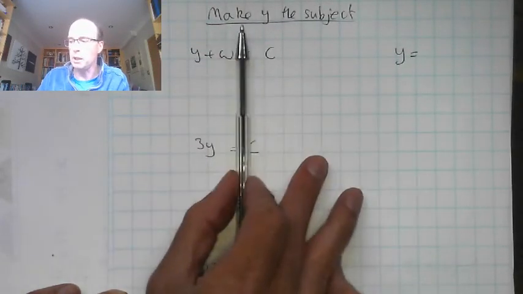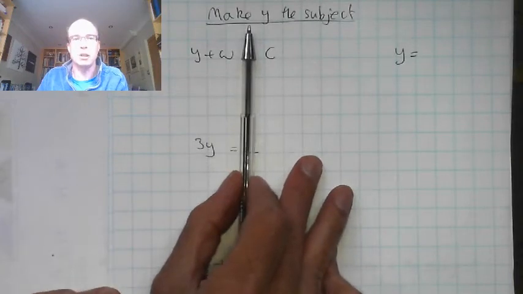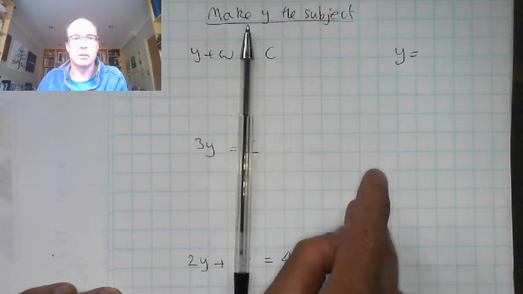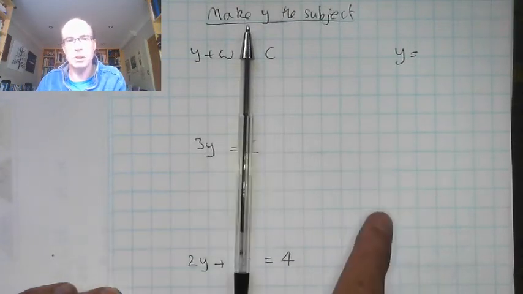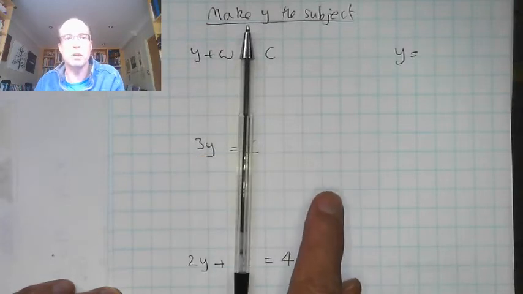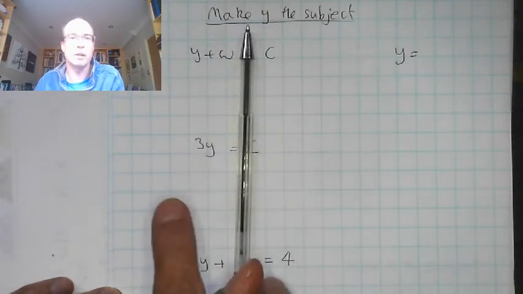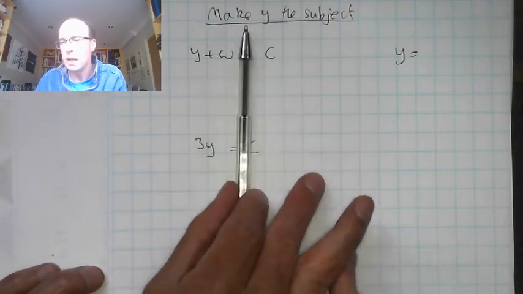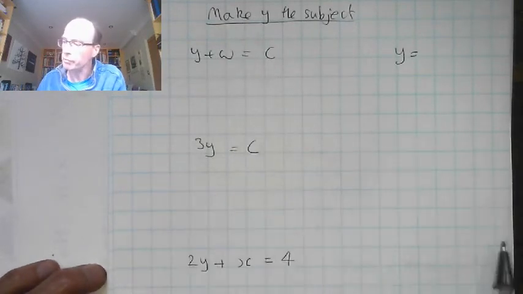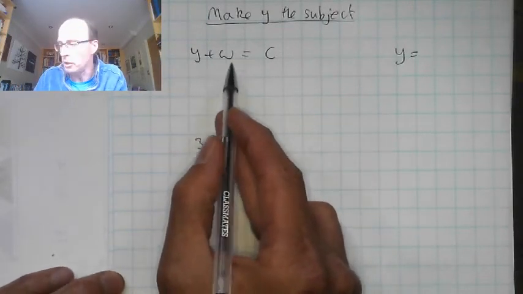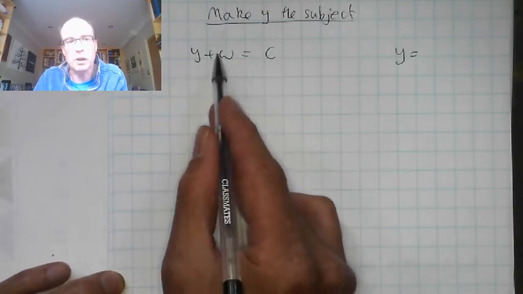Y plus w must be the same as c. So whatever I do to the left hand side, I must do to the right hand side. So I can add things into both sides, I can subtract from both sides, I can multiply both sides of the equation by the same thing, and I can divide by the same thing. As long as I do the same operation to both sides, that equation is going to stay in balance. Okay, and I'm going to want to do the opposite operation to the one that I've got in the question.